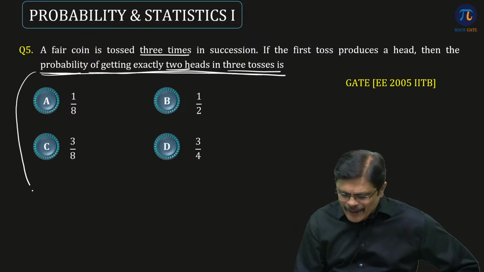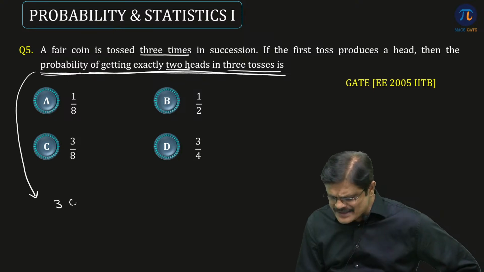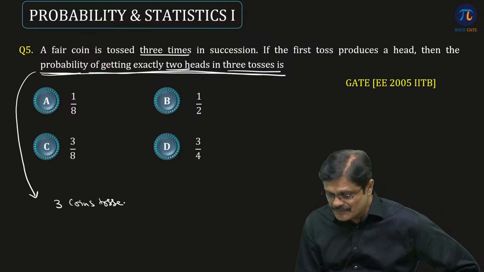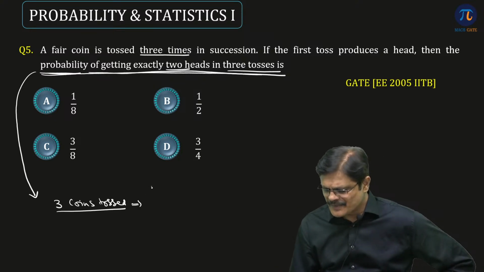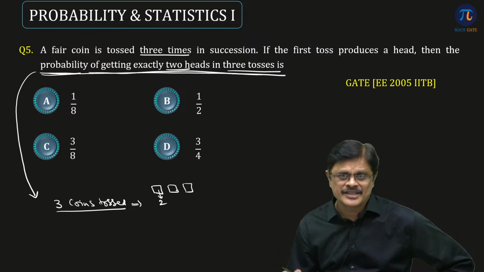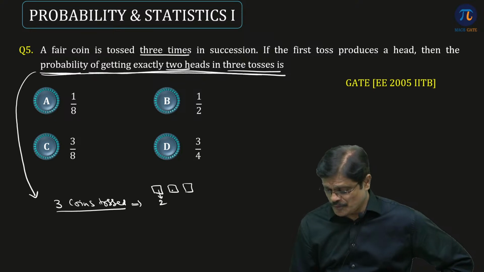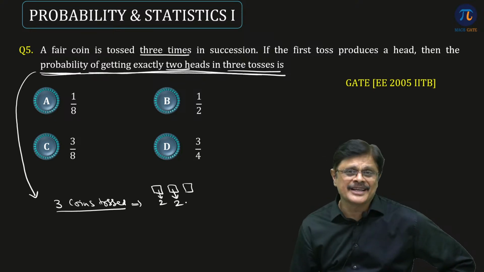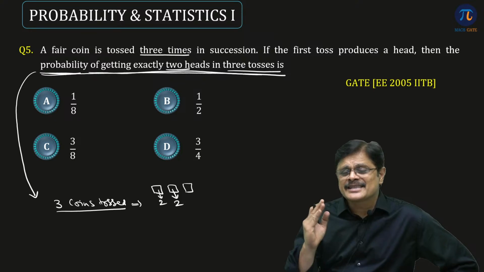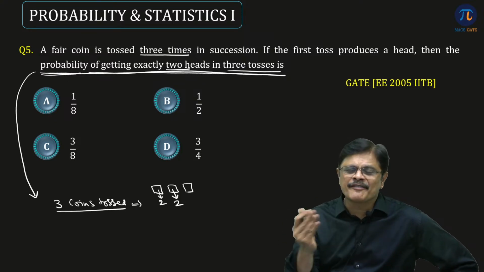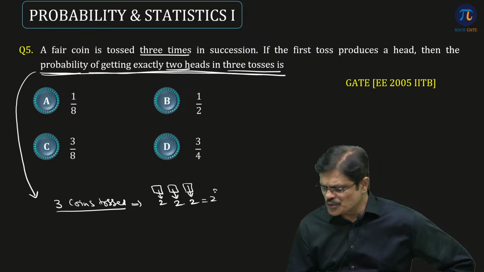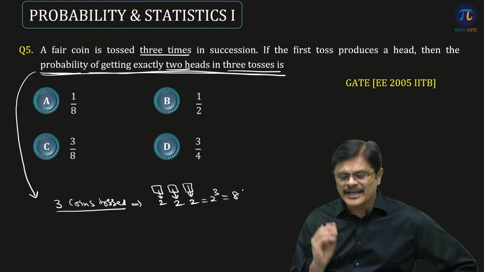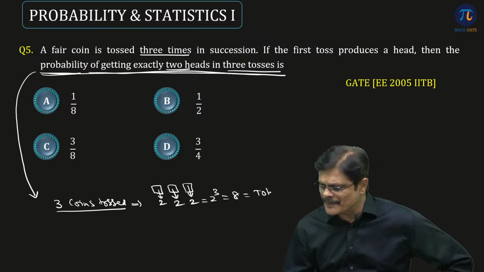So if you only read this, I'm telling you the wrong solution, which most people do. 3 coins are tossed, coin 1, coin 2, coin 3. 2 cases are favorable, heads or tails on the first coin. For each of these 2 cases, there are 2 possibilities on the second coin. And for each of these 2 into 2 possibilities on the first 2 coins, there are 2 possibilities on the third coin. So total it is 2 cube, which is 8 possibilities. So when 3 coins are tossed, there are total 8 outcomes possible.